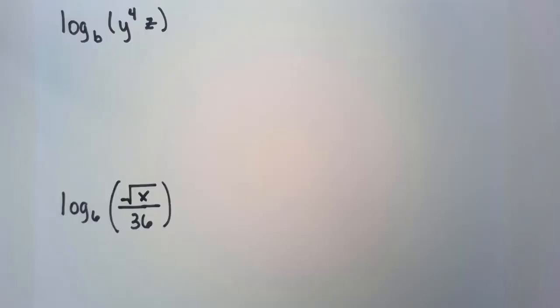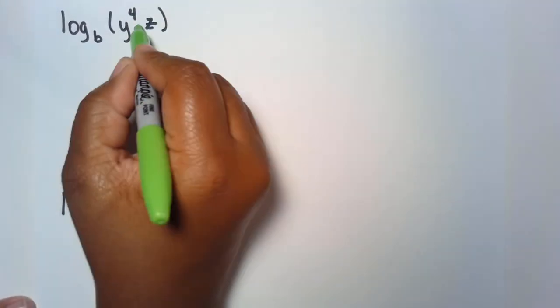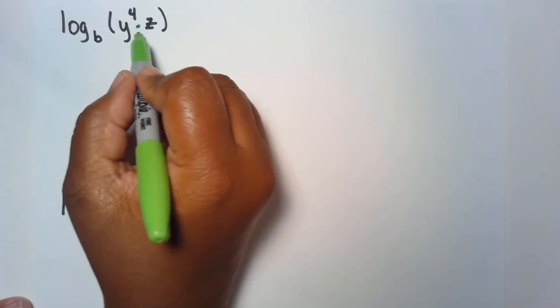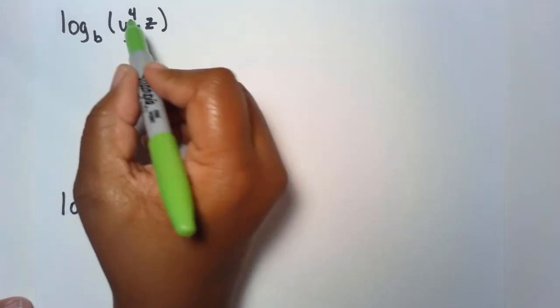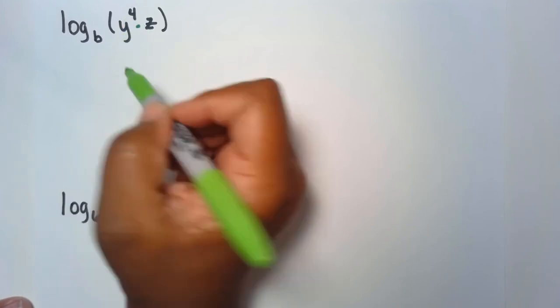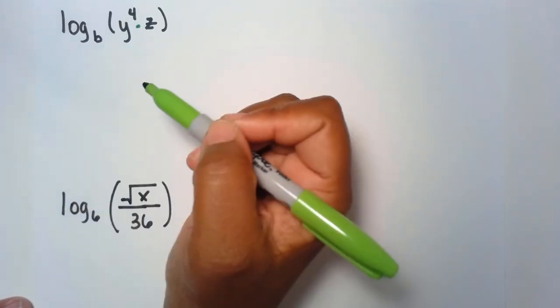All right, so we have log base b of y to the fourth times z. There are several properties that we're going to use here for this particular example. If you notice, we have y to the fourth times z. So we know that we're going to use the product rule, but this y is raised to the fourth power, so we're also going to use the power rule.